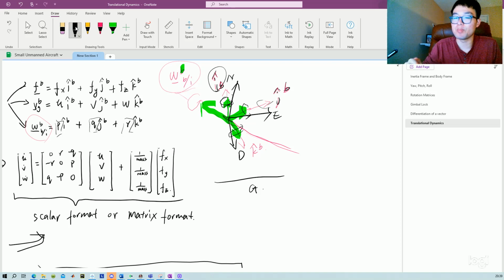Similarly, you can decompose the force vector as well as the ground velocity vector of your aircraft onto those body axes, because we know that the body axis just moves together with the aircraft itself. And if you are not familiar with the body frame, you can go back and review the body frame video.